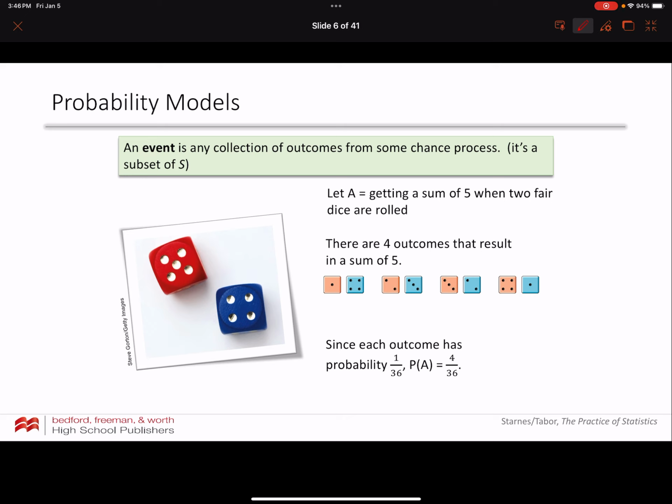So because each of these outcomes, 1, 2, 3, 4, those are each of the outcomes, are equally likely, the probability of A is 4 over 36. And you can reduce that if you want to. You can give these as decimals, you can give them as fractions or as percents.